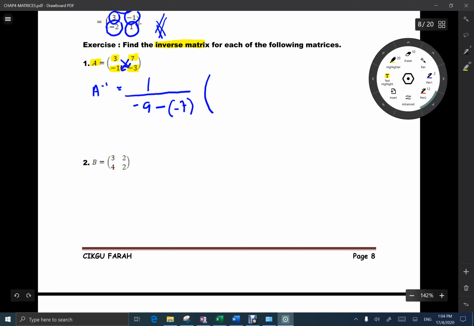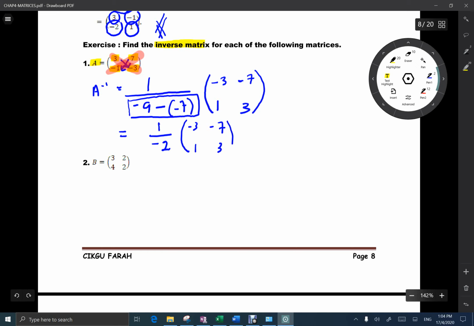Okay, then this part, you need to change position. So, from 3, negative 3, it will be negative 3, 3. Okay, and this part, you need to change sign. So, negative 1, it would be positive 1. 7, it will be negative 7. Okay, then we solve 1 over. So, negative 9 minus negative 7. If you are not sure, please press your calculator. Okay, so it will be negative 2. So, negative 3, negative 7, 1 and 3.